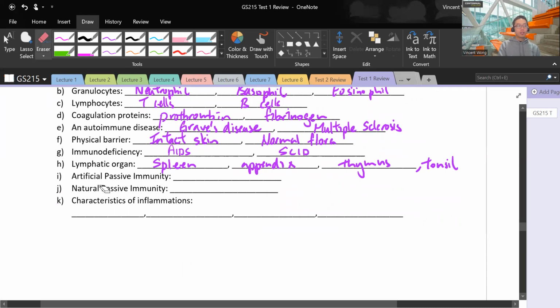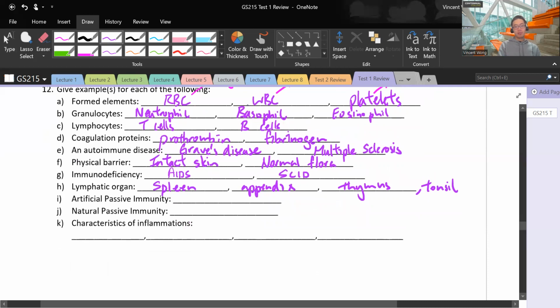Okay, artificial passive immunity. Just give you a moment to think about that. An example of artificial passive immunity. Serum, right? Remember I told you I got bitten by the dog? I had to get serum. Natural passive immunity, that would be like breastfeeding.